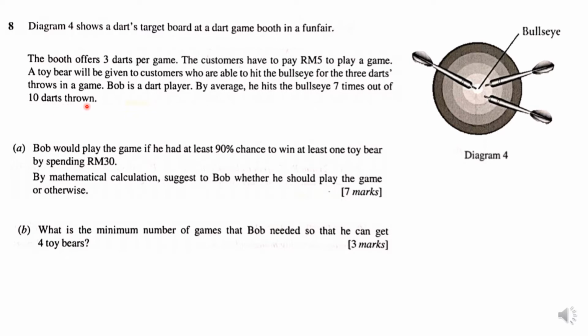Okay, question part A. Bob would play the game if he had at least 90% chance to win at least one toy bear by spending RM30. By mathematical calculation, suggest to Bob whether he should play the game or otherwise. 7 marks. Part B. What is the minimum number of games that Bob needed so that he can get 4 toy bears? 3 marks.